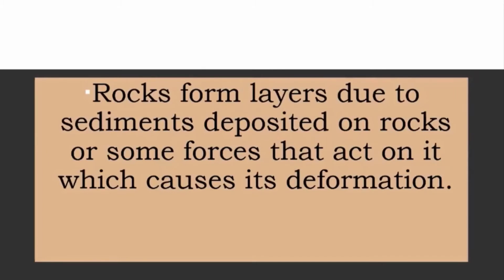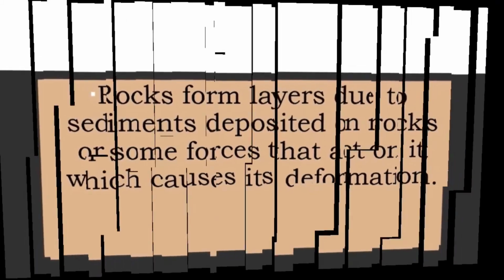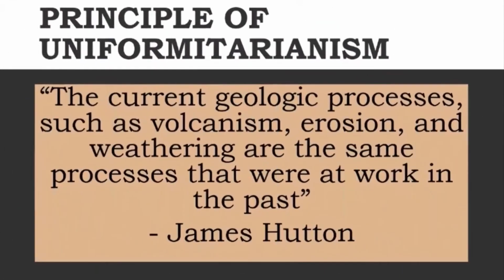But according to studies, rock has layers. And this was stated by James Hutton in his principle of uniformitarianism, which according to him, the current geologic processes such as volcanism, erosion, and weathering are the same processes that were at work in the past, which caused layers of rocks to form.